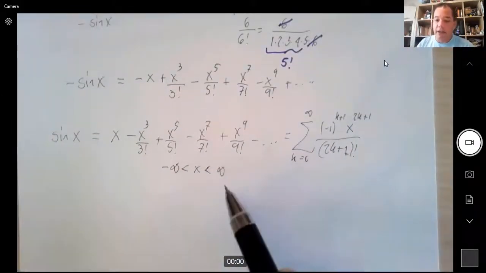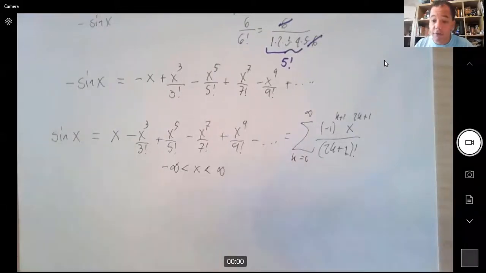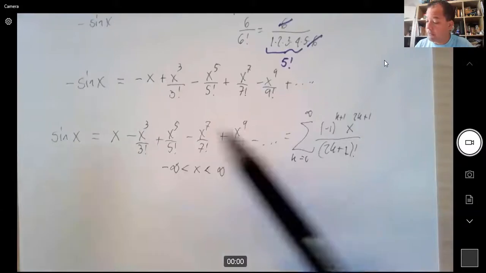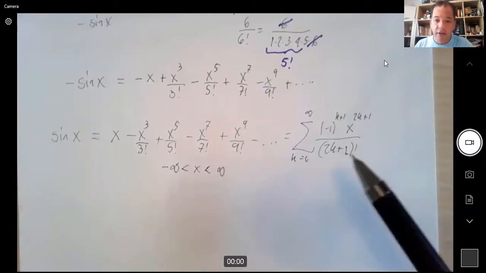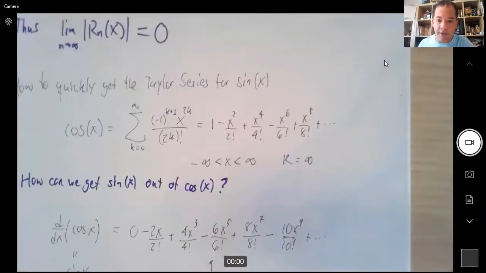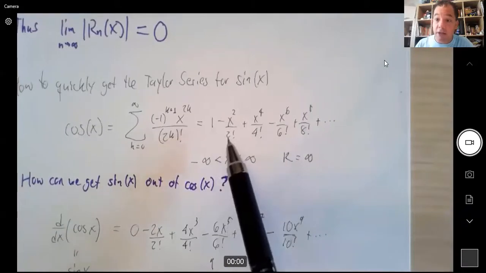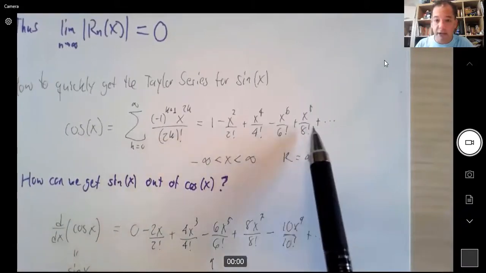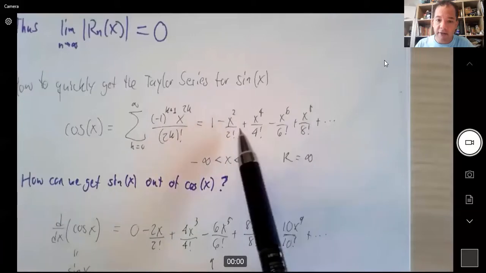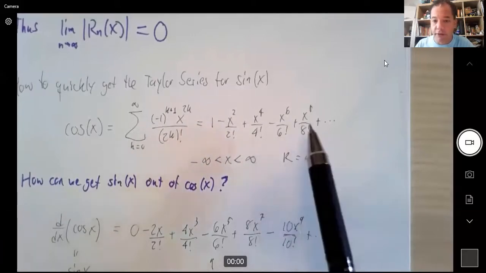Just as the one for cosine was true for every x, this one for sine is also true for every x. Notice the nice pattern. The one for cosine, let me put it back, starts with positive, and it alternates, with the even numbers 2, 4, 6, 8 as the exponents. And in the denominators, the corresponding factorials: 2 factorial, 4 factorial, 6 factorial, 8 factorial.